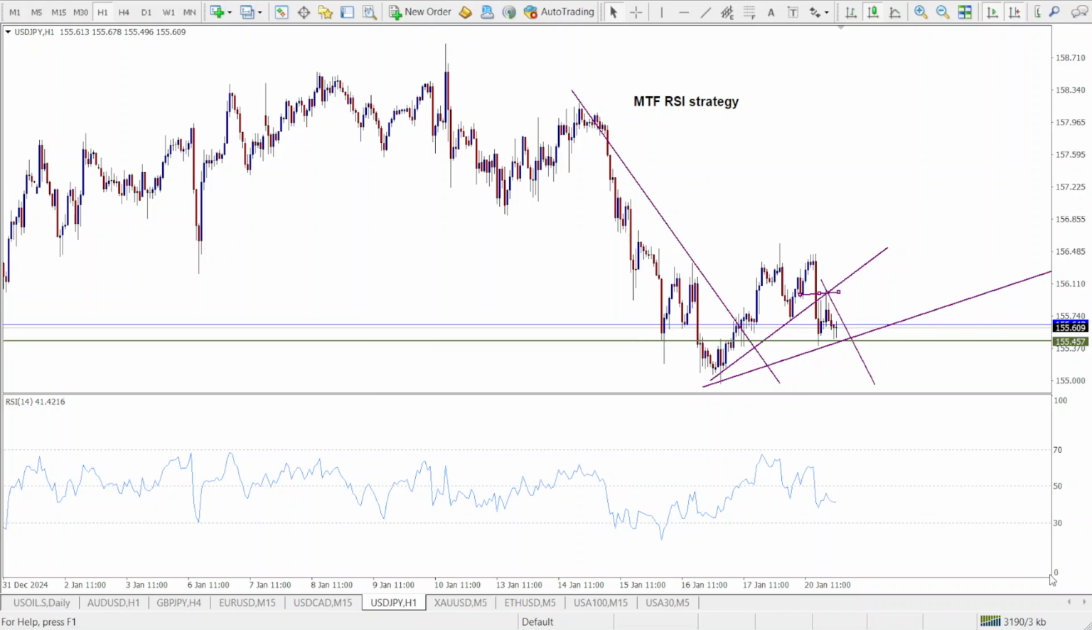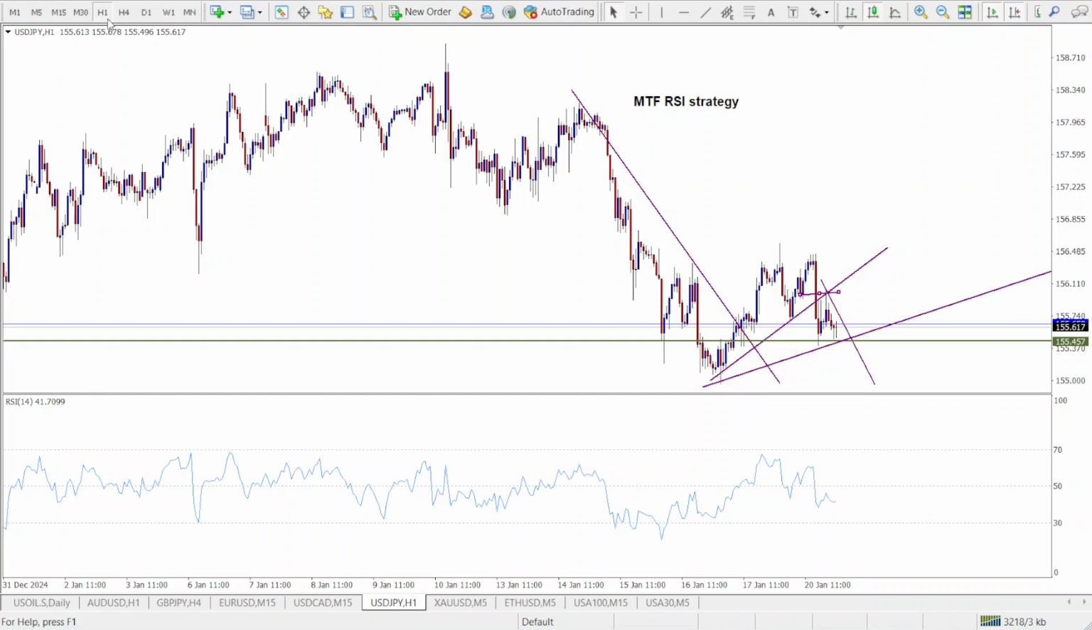Okay, and it ranges between 0 to 100. Now, the key levels to watch are 70 overbought and 30 oversold. When the RSI crosses these levels, it indicates potential reversals or corrections in the market. And then the final step is to look for confirmation across time frames. This is where the magic happens.